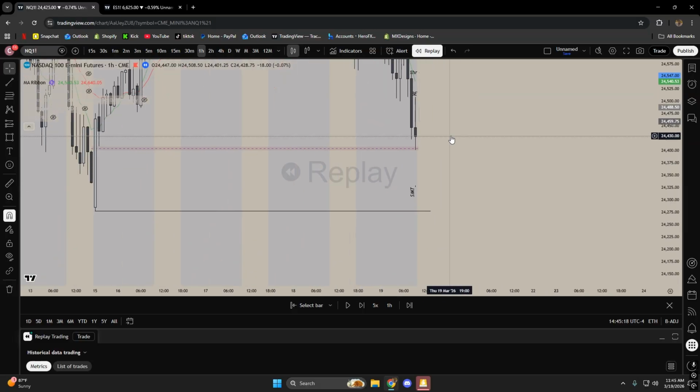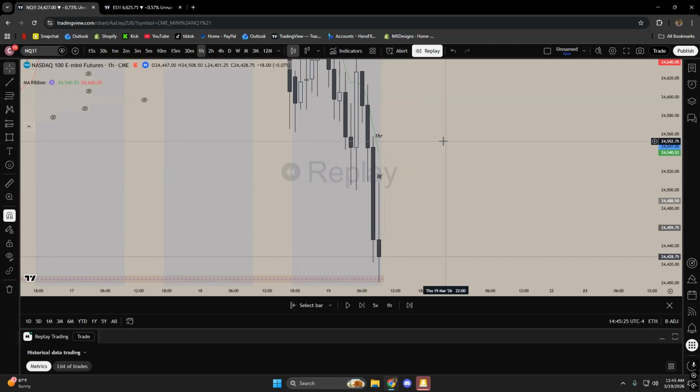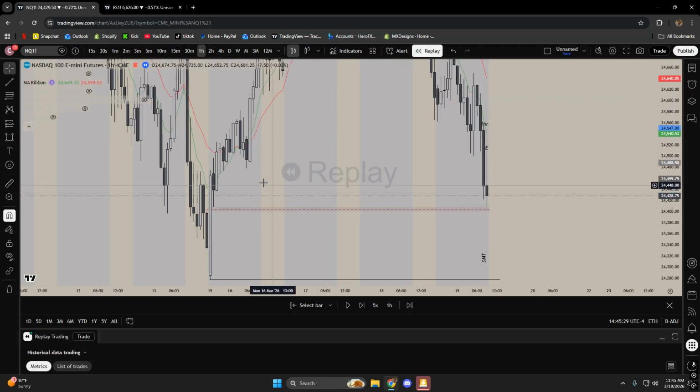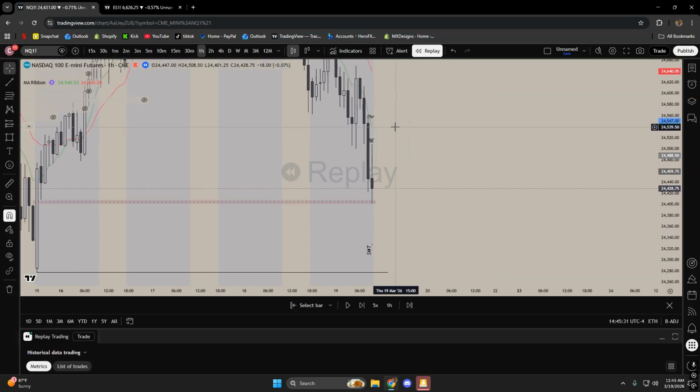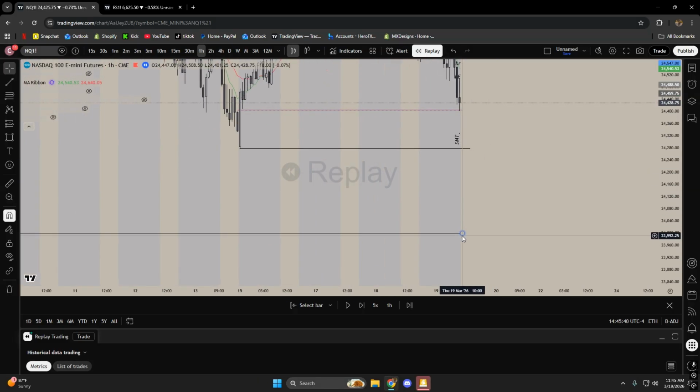Up here, we have a 1 hour unmitigated fair value gap. So I kind of wanted us to tap this 1 hour or sweep something down here and then come up to this 1 hour and either see an entry up into it, or tap this and then entry down for shorts to these draws down here.